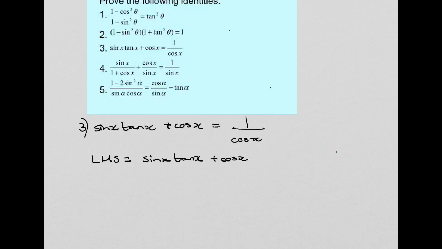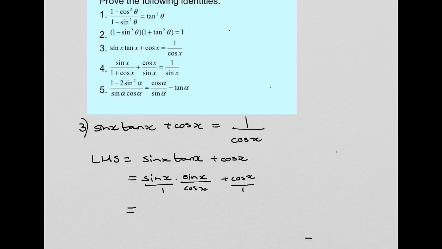All right, with number 3, I'm starting with the left-hand side. So we are working with sin x times tan x plus cos x is equal to 1 over cos x. So I've picked the left-hand side. The first thing I'm going to do is change that sin x to sin x over 1, and then the tan x to sin x over cos x, and then the cos x to cos x over 1, just so that you can see they are fractions.